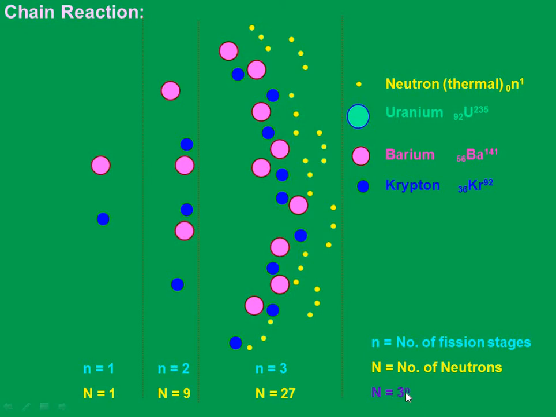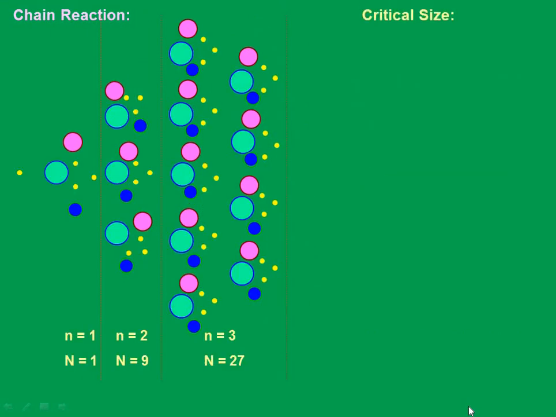Are you getting the point here? Now 3 is the number we generally consider, of course we are rounding up to 3. I told you that the average will be either 2 or 3, so we are considering the maximum condition. So 3 to the power of small n, the number of fission stages, that's the condition here.